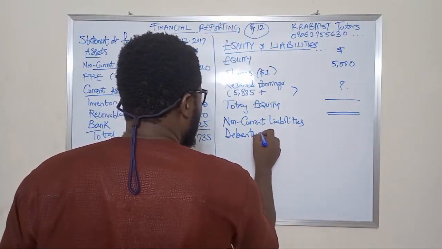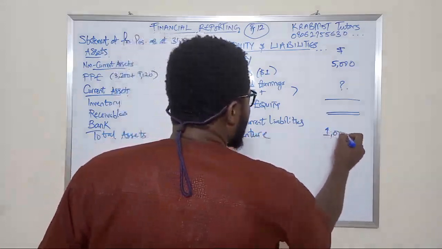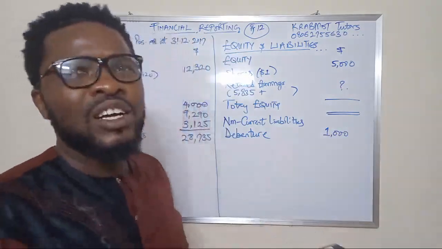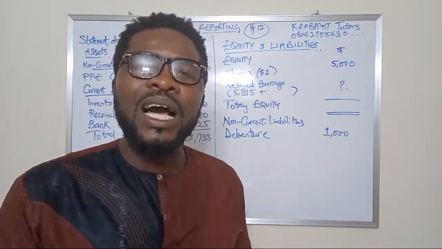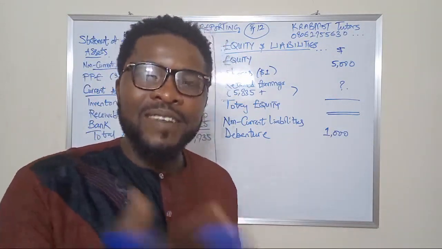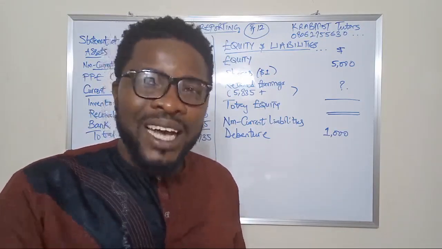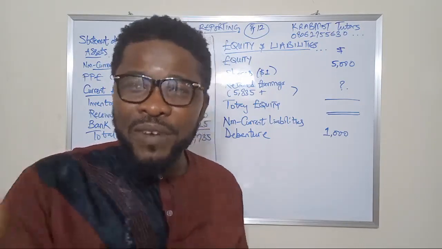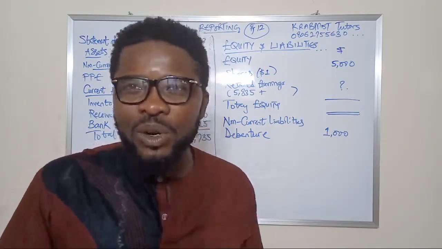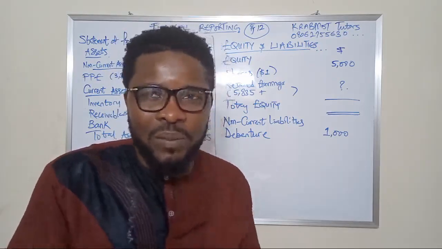Debenture, 1,000. So you see, these are your ability to identify transactions which have happened and classify them, identify, recognize them, and recognize them at their historical cost or fair value cost or net realizable value cost. These are the essence of the standards that we have in place.